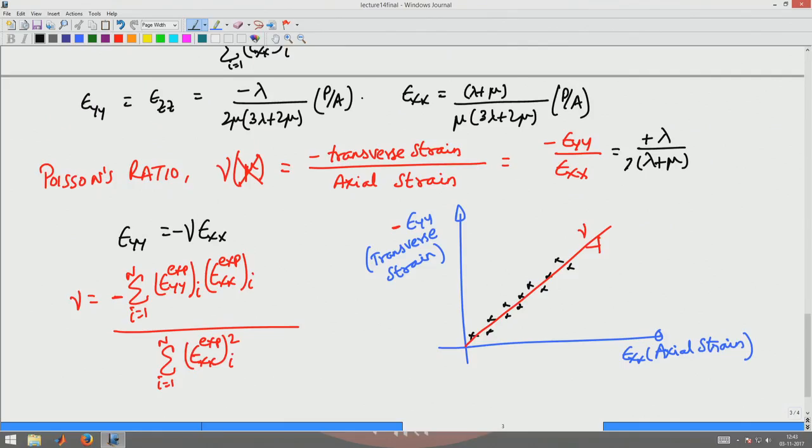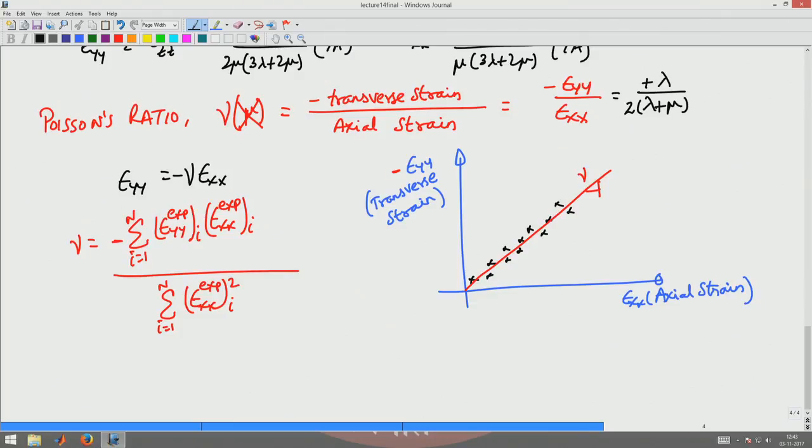Okay. So, now we have found the expression for Young's modulus and Poisson's ratio in terms of the Lamé constants. Okay. So, basically we found that the Young's modulus is given by mu times (3 lambda plus 2 mu) by (lambda plus mu), and Poisson's ratio is given by lambda by 2 times (lambda plus mu).